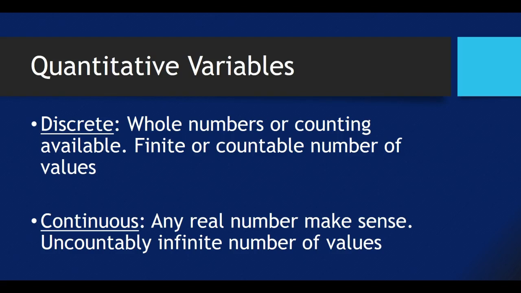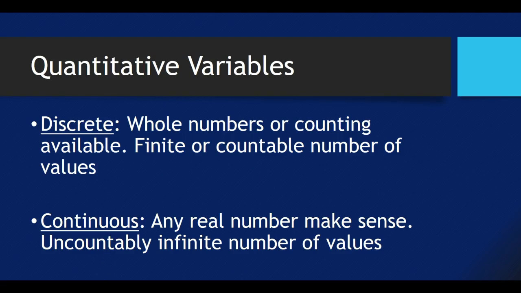Now, in contrast to that, continuous variables, any real number makes sense. So there's an uncountably infinite number of values. Now, again, this confuses some people when we talk about numbers. Generally speaking, when people talk about, for instance, their weight, they talk about their weight in whole numbers. They say, well, I'm 172 pounds, or I am 205 pounds. So that's a lot of the times how we report it. However, weight is a continuous variable.